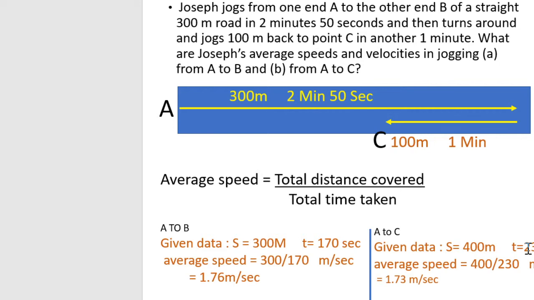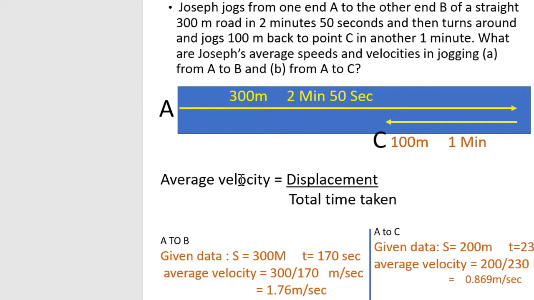Now let's see what will happen to average velocity. The formula again is displacement upon total time taken. Now understand, recall the concept of displacement. What is displacement? Displacement is the difference between the final and the initial point. While Joseph was traveling from A to B, what is going to be the total displacement from A? He stops at B. So displacement will be 300 only.